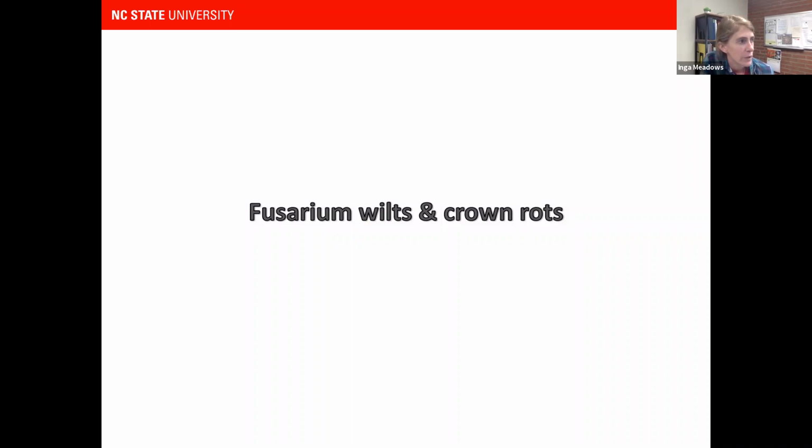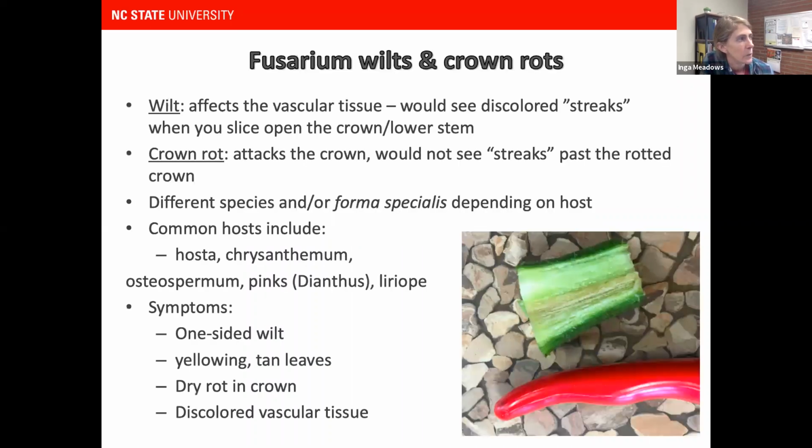Okay, so I'm going to move into the Fusarium wilts and crown rots. And just to help define what I'm talking about, there is a difference between wilt and crown rot. So a wilt technically affects the vascular tissue. And this is where you might see discolored streaks when you slice open the crown or the lower stem. As I've got in the picture on the bottom right, this is actually a tomato stem, but it's similar to all our other crops where Fusarium wilt can occur.